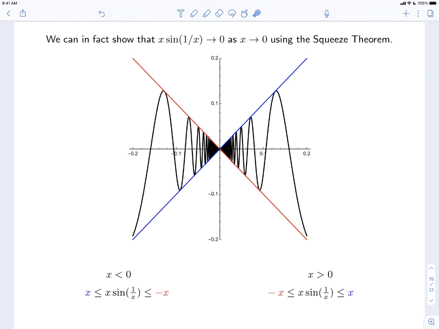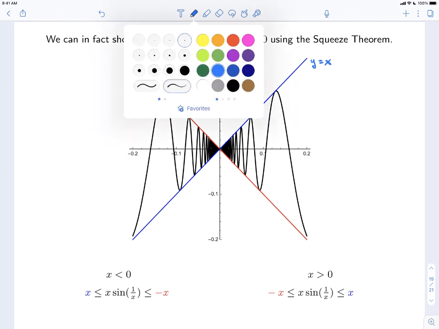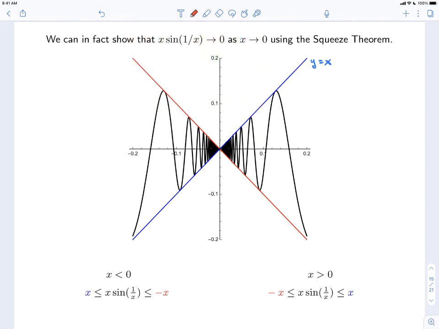So here's the same graph. This is the same graph as before, but now we've just added 2 lines to it. This blue line is the line y equals x. So this is y equals x. And the red line is y equals negative x. And the graph in the middle, of course, is y equals x times sine of 1 over x. And what you'll notice here is that the graph in the middle is always between these two curves.